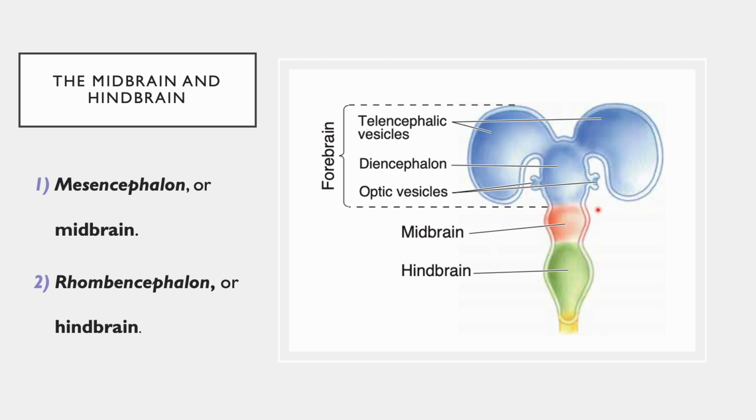The mesencephalon is here in red, and this is known as the midbrain, whereas the rhombencephalon in green is shown as the hindbrain. We're going to talk about different midbrain structures and different hindbrain structures that develop throughout differentiation and eventually become these structures in the adult brain.